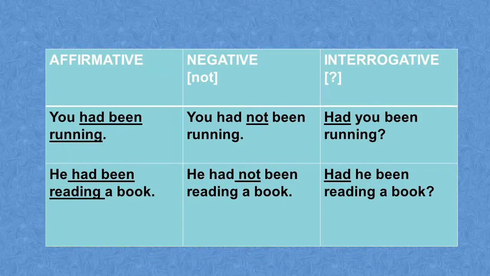Let's take a look at past perfect continuous tense in affirmative, negative, and interrogative sentences. First, affirmative sentences. Example, you had been running. Next, he had been reading a book. Next is negative sentences in which we add not. You had not been running. He had not been reading a book.